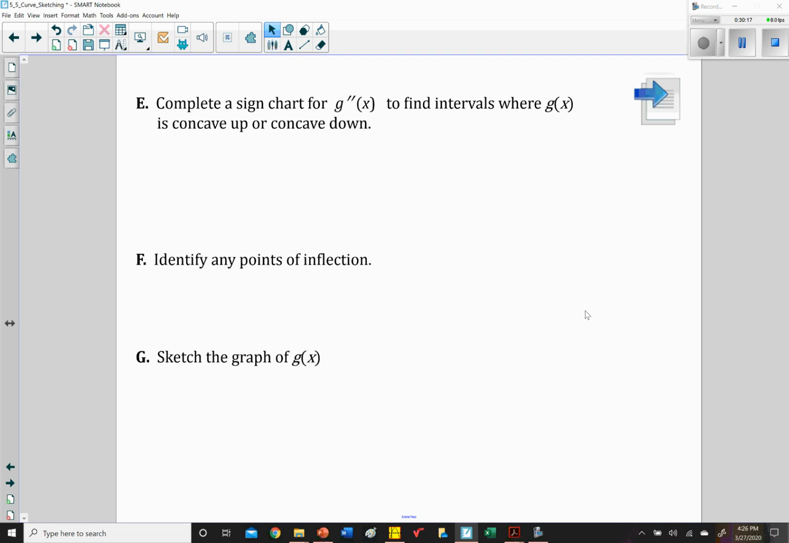And then what are we doing? Complete a sign chart for G double prime. Find the... and oh, we did that already. So we could, again, write a sentence about G is concave down.